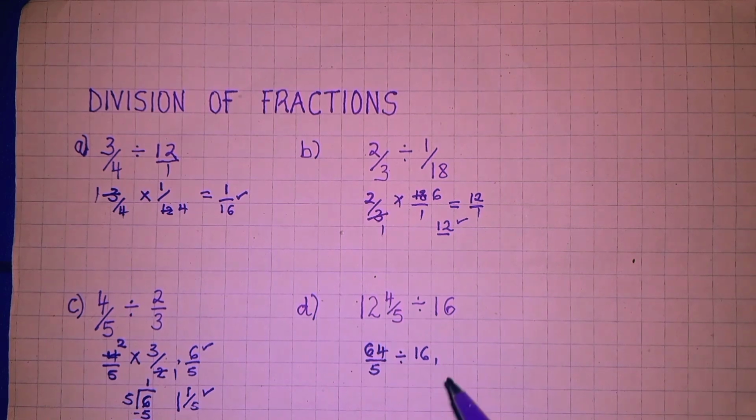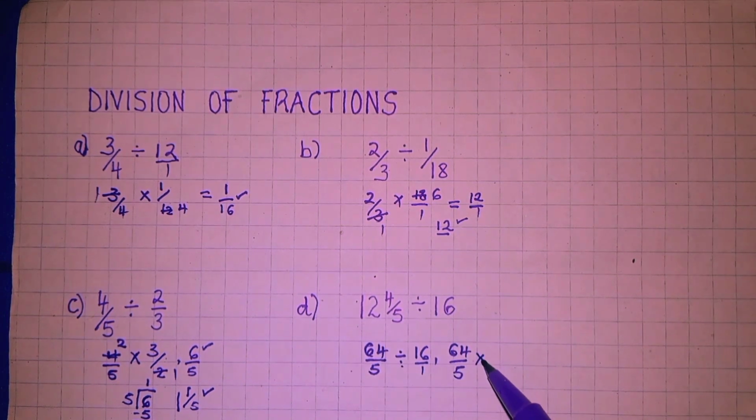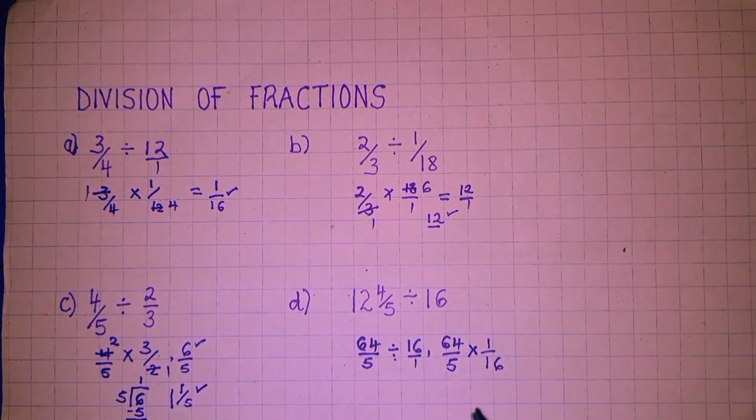Next step is to say 64 over 5. 16 is the same as 16 over 1. So we change the sign to multiplication as usual. Then reciprocate the divisor. 16 over 1 becomes 1 over 16. Then again check if there is any number that can be divided. That is there. 16 and 64 can be divided. So you can divide by cancellation.